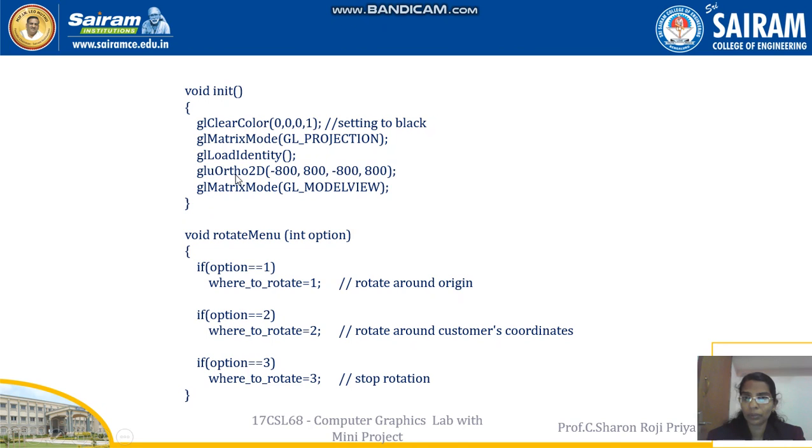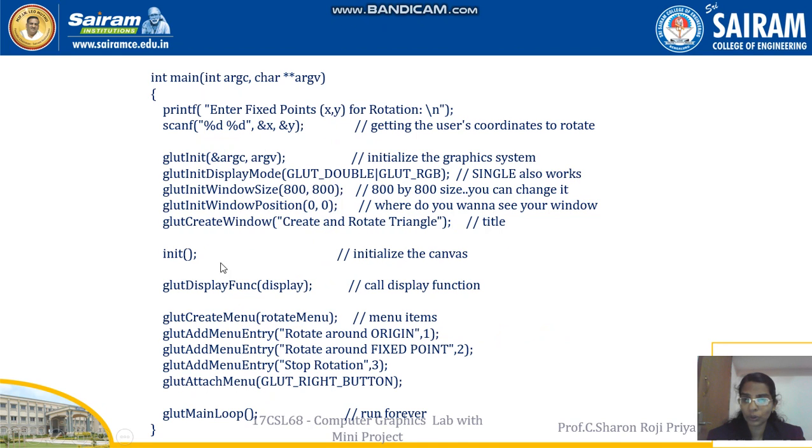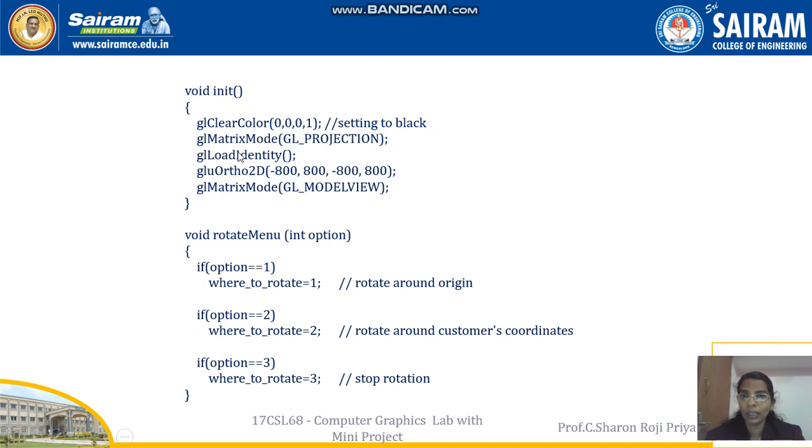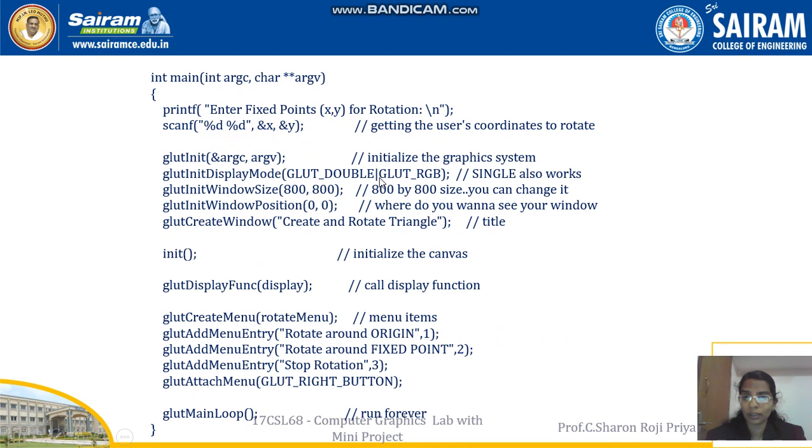glutSwapBuffers, and coming to the init function, here I'm drawing a 2D triangle. So the view function is gluOrtho2D, right? And you can specify x min, x max value and y min, y max value. Here I have taken x min as minus 800, x max plus 800, and y min as minus 800 and y max as plus 800, right?